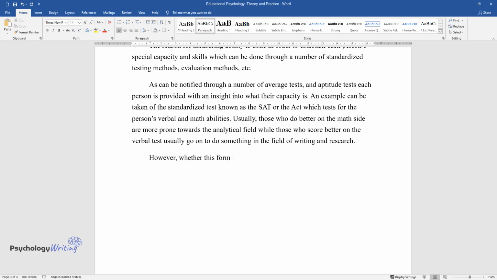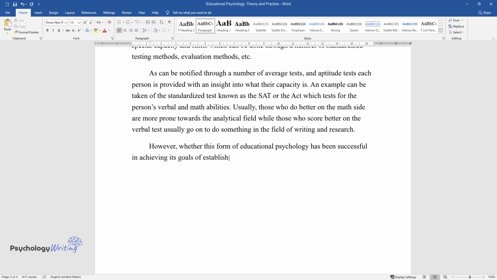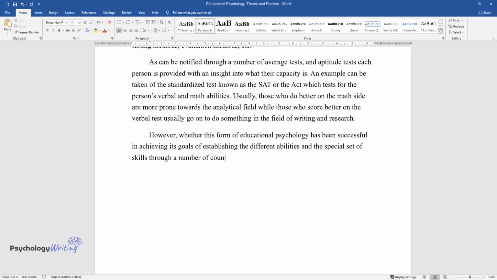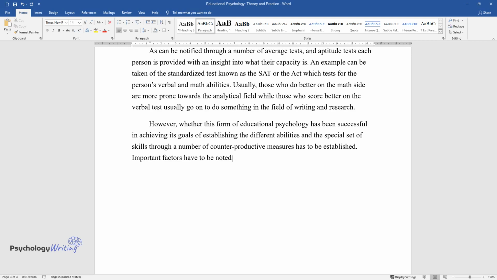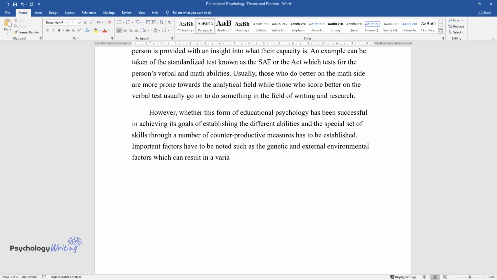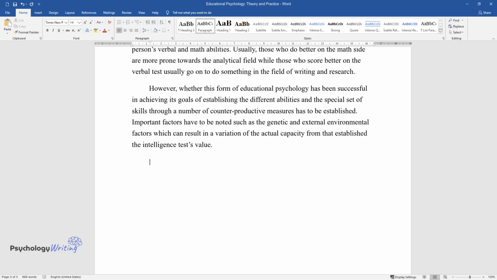However, whether this form of educational psychology has been successful in achieving its goals of establishing the different abilities and the special set of skills through a number of counterproductive measures has to be established. Important factors have to be noted, such as the genetic and external environmental factors, which can result in a variation of the actual capacity from that established by the intelligence test's value.